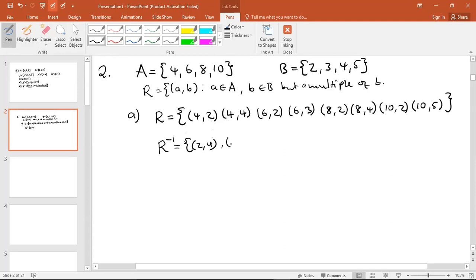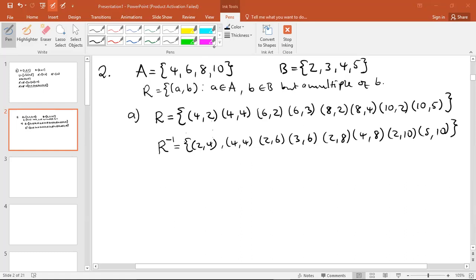That's the inverse. 4, 4, the 4 swaps, it will be 4, 4 again. Then 6, 2, that will be 2, 6. Then that will be 3, 6. Then that will be 2, 8. Then that will be 4, 8. And that will be 2, 10. And that will be 5, 10. And finally, that's the inverse of Hara. Okay. So being here happy, so that is what is required.